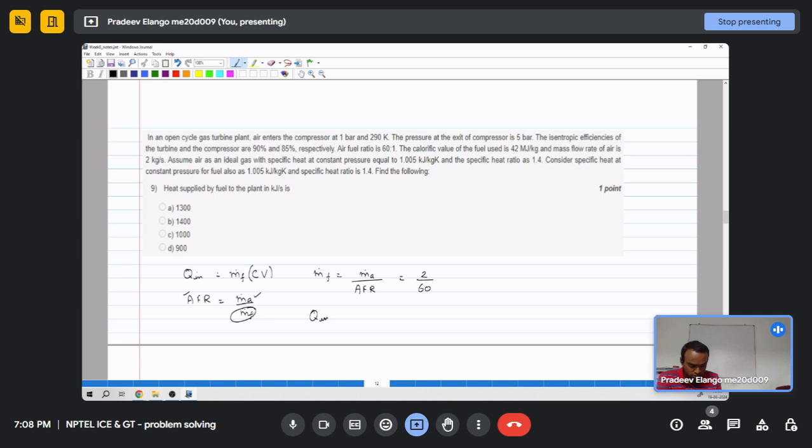And q in is m dot f into calorific value, that is 2 by 60. This is in kilogram per second into calorific value. So we will have calorific value in terms of kilojoule per kilogram. So that will be 42,000 kilojoule. So what is q in?